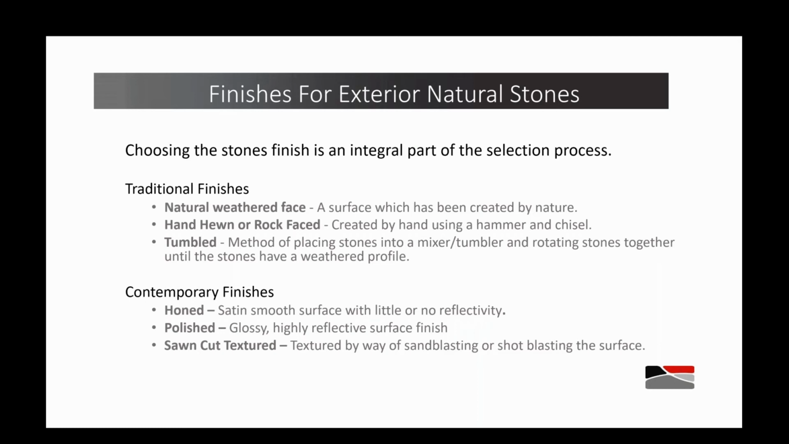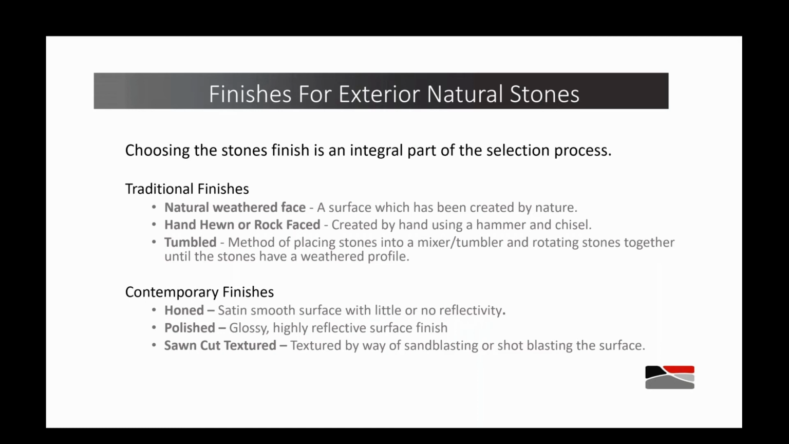You'll see hand-hewn or rock-faced finishes, where a stonemason actually manipulates the face of the stone. And tumbling is another one where stone and sand are added into a tumbler, which is somewhat akin to a large cement mixer. It rotates and it gives the stone a softer, more weathered appearance right from the get-go.